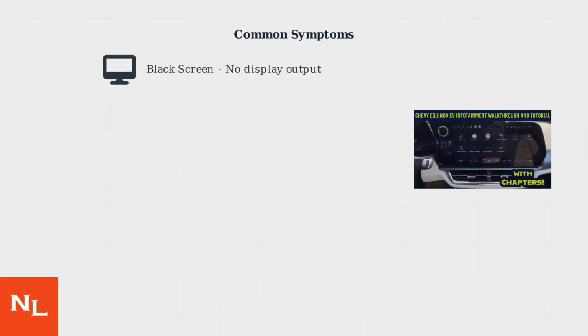If you're experiencing issues with your 2013 Chevy Equinox infotainment system, you're not alone. These problems are increasingly common as these vehicles age. Let's diagnose the most frequent issues and their solutions. First, identify your specific symptoms.